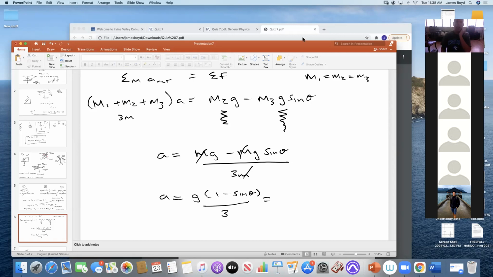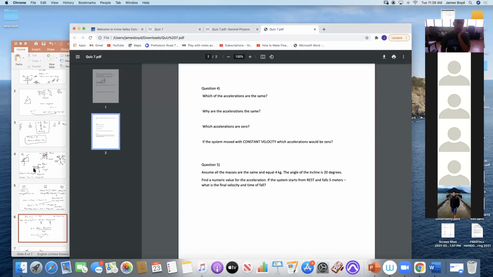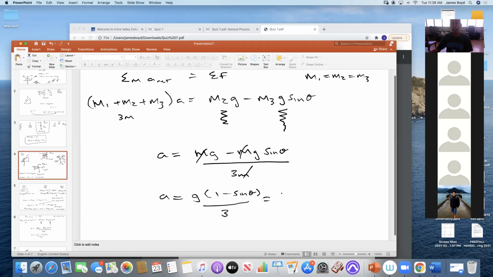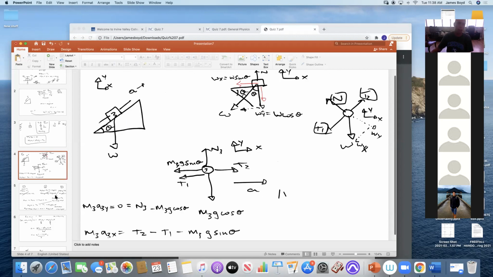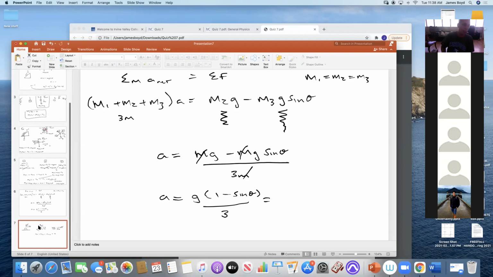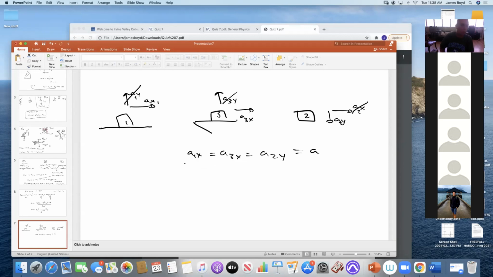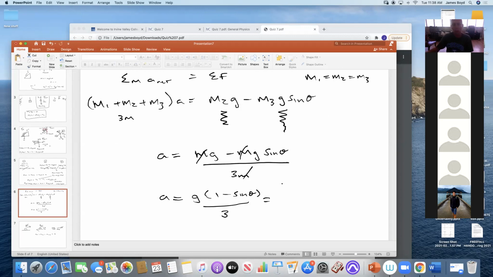Now I said that this was at 20 degrees. So I can find A as 9.8 meters per second squared over 3 times 1 minus sine 20. Okay, so putting that in our calculator, let me grab my calculator really fast.